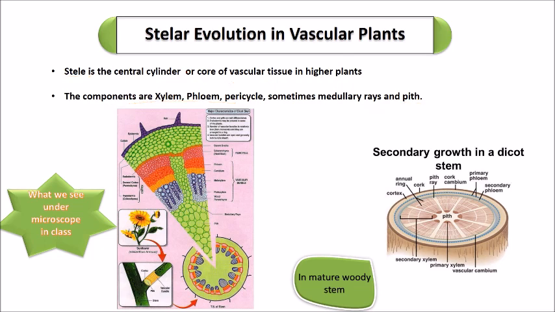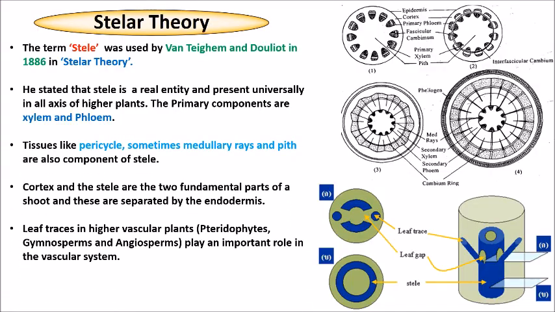When we see a TS of a dicot stem under the microscope, it usually looks like this. And whenever we see the secondary growth of a dicot stem, it looks like this. However, this central region is called the stele. Let's go to the stelar theory.